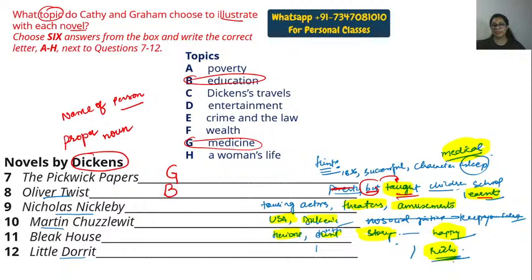Nicholas Nickleby, touring actor, you would think it is Dickens travels, but no, it was theaters and amusements. Theater amusement means entertainment. So D is the right answer for this, right? Moving towards the next one, Martin. It is USA, they are talking about Dickens's travel, so C is the right answer for this.